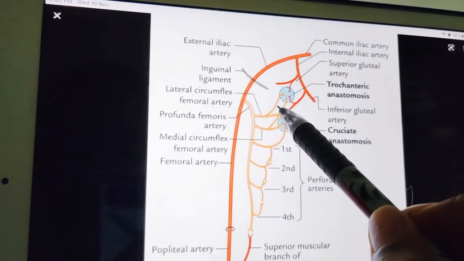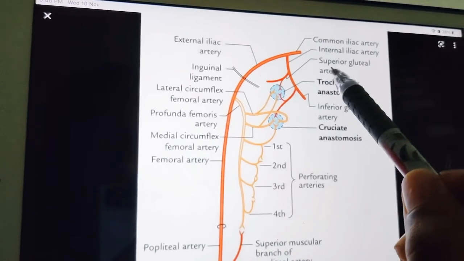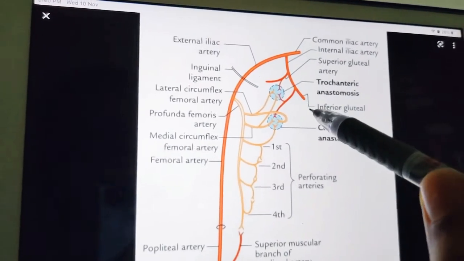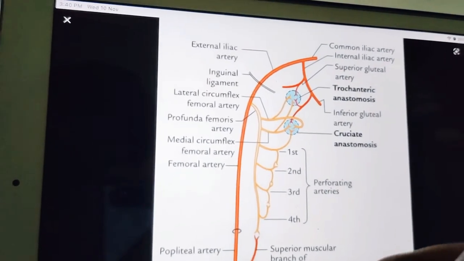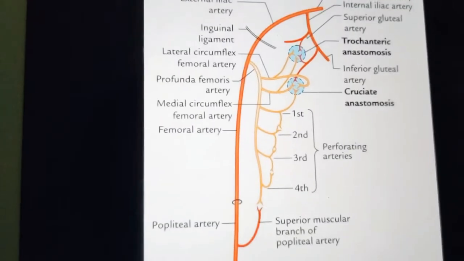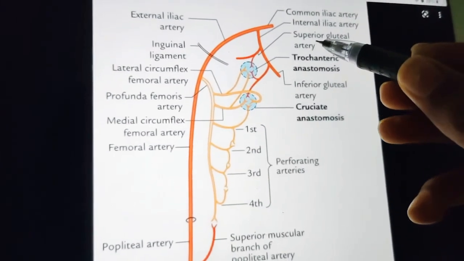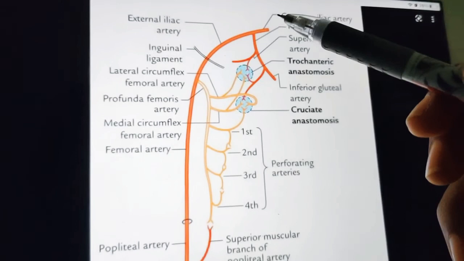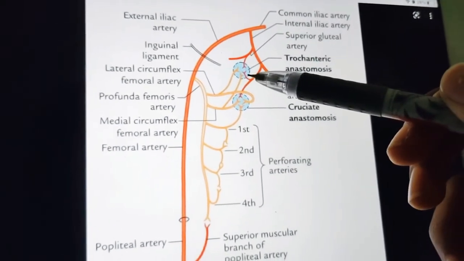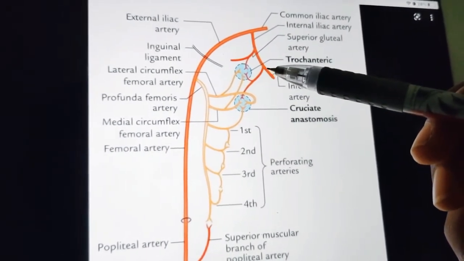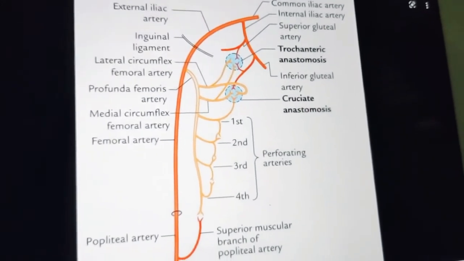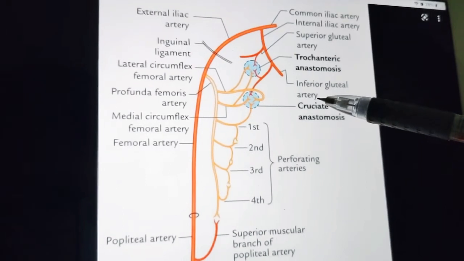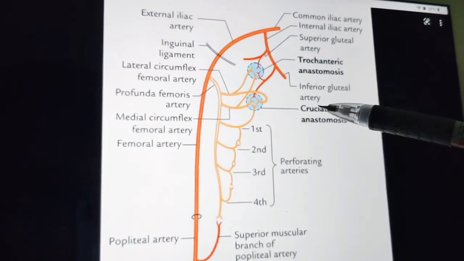So what is the internal iliac artery? That is the superior gluteal artery and inferior gluteal artery. If you remember, they are coming from the posterior division of the internal iliac artery, right? The superior gluteal artery is coming from the posterior division of the internal iliac artery, and the inferior gluteal artery also takes part here. The inferior gluteal artery is coming from the anterior division of the internal iliac artery, right?